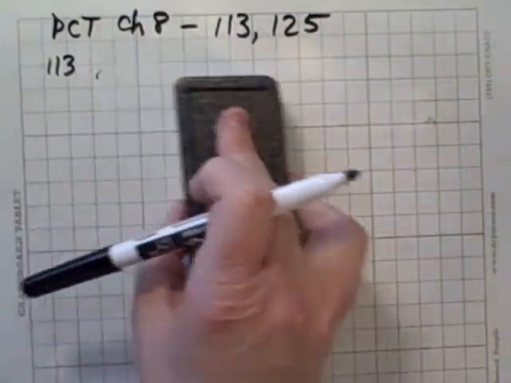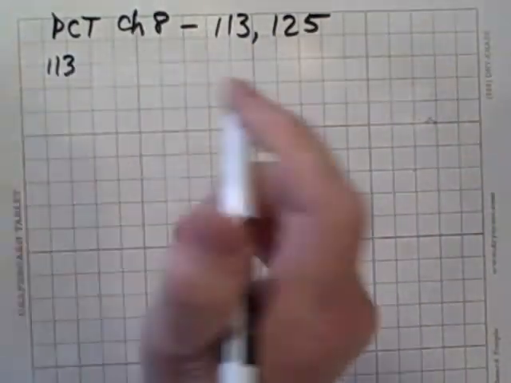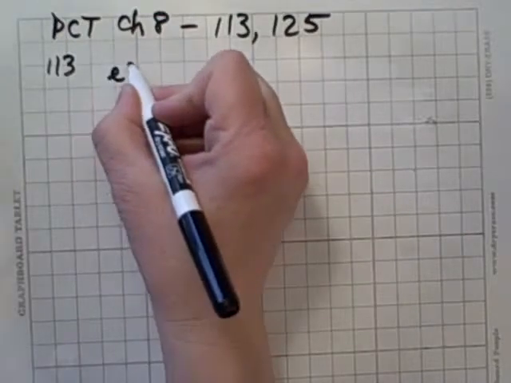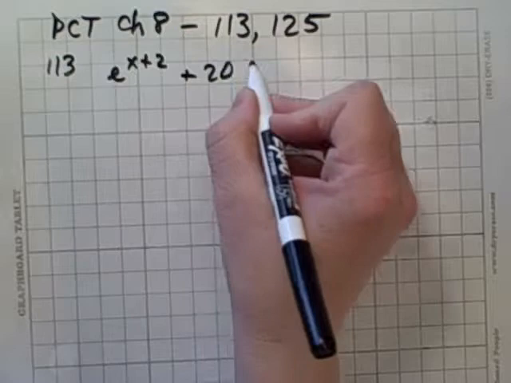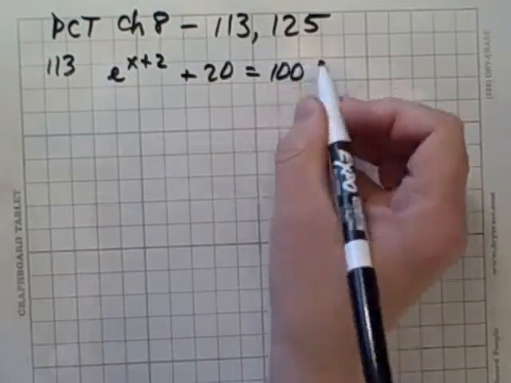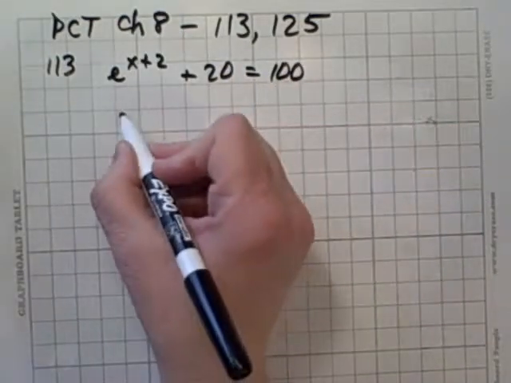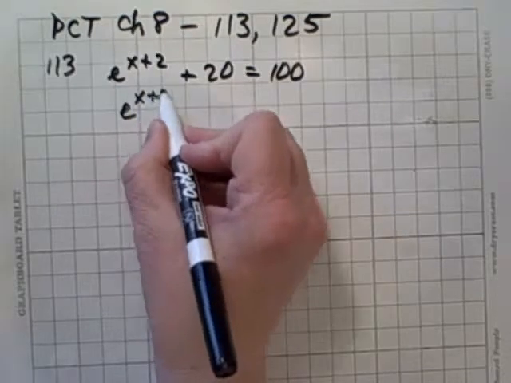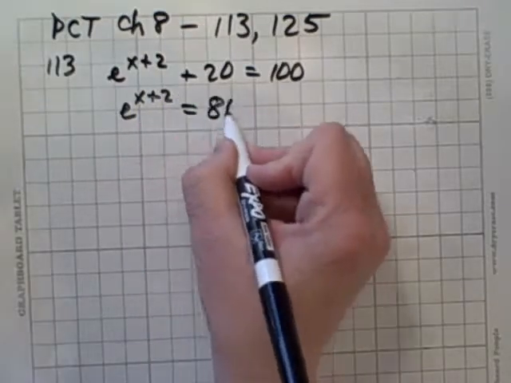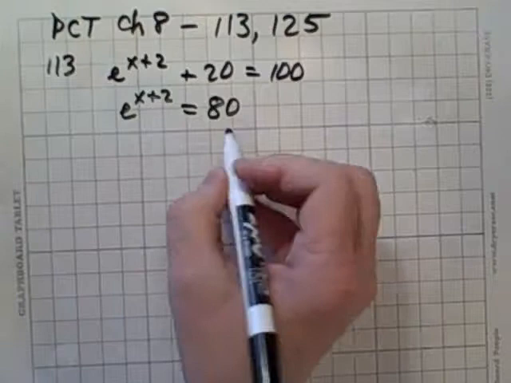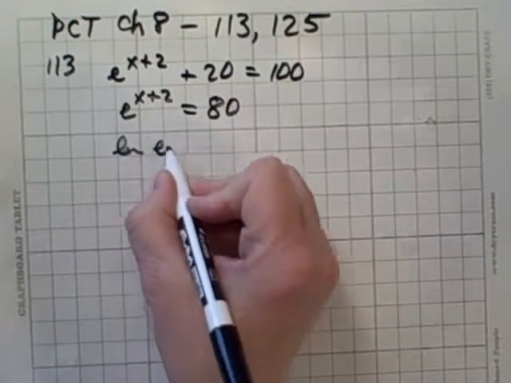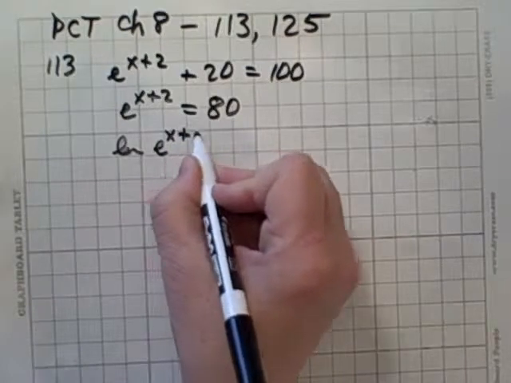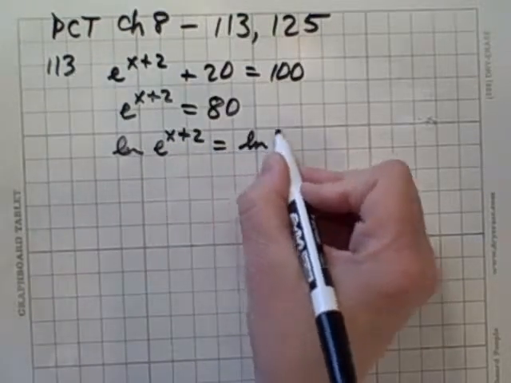Part D for 113 is e to the x plus 2 plus 20 equals 100. Subtract 20 from both sides. E to the x plus 2 equals 80. Take the natural log of both sides. Natural log e to the x plus 2 is equal to the natural log of 80.